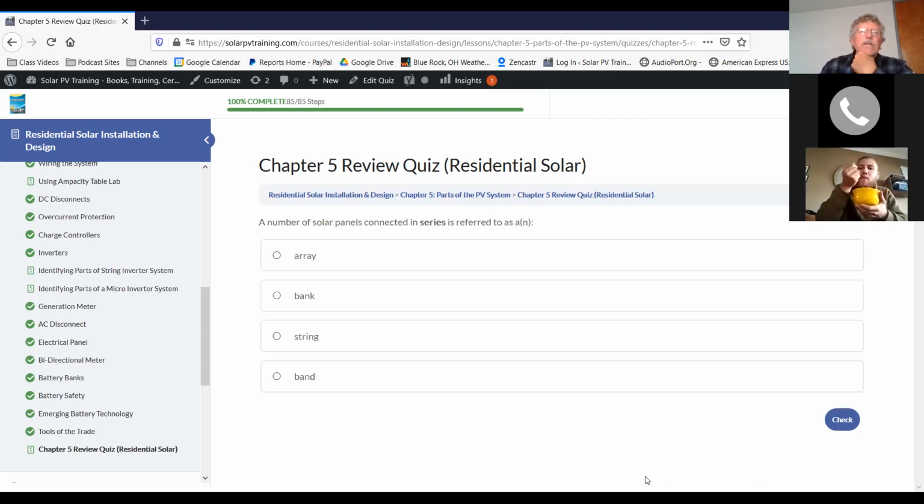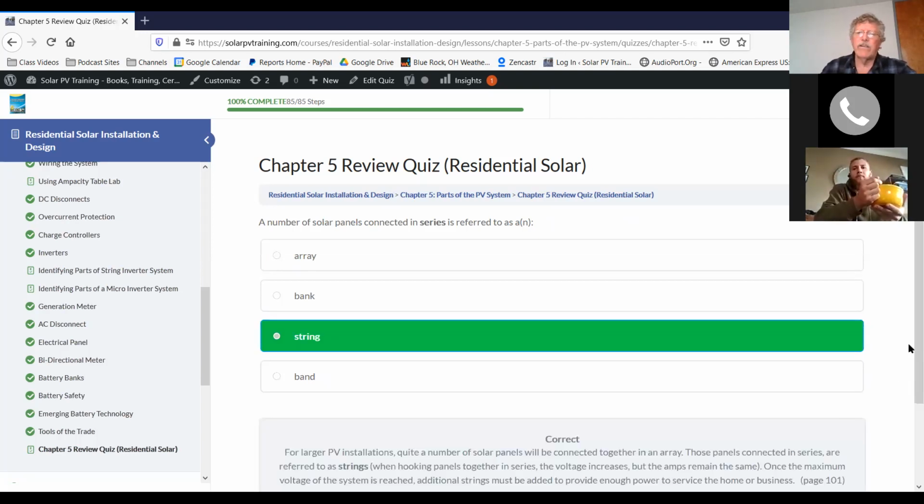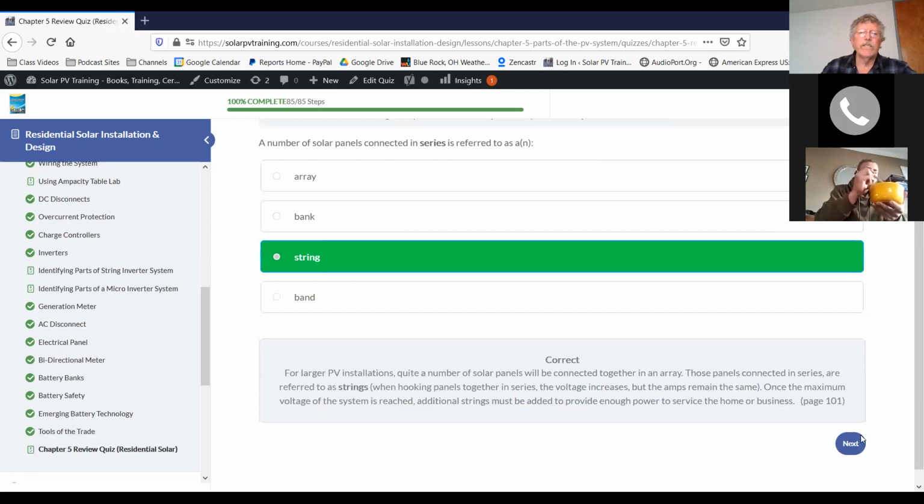A number of solar panels connected in series is called a string. And that's true of panels, it's true of batteries. Anything connected together in series is going to be referred to as a string.